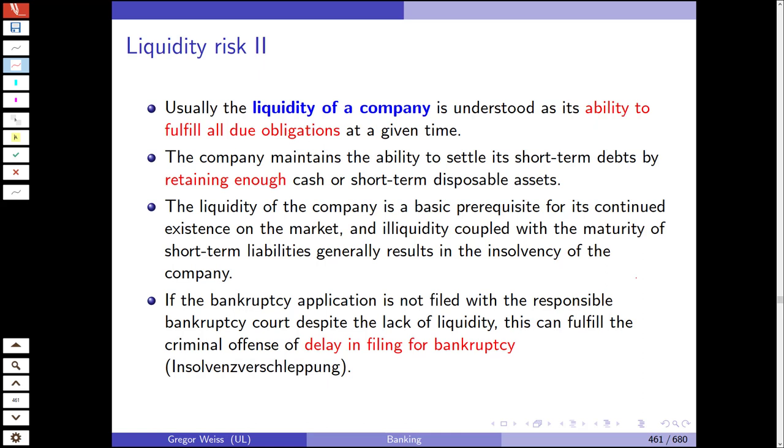If the bankruptcy application is not filed with the responsible bankruptcy court, this may qualify as a criminal offense. In German, we call this Insolvenzverschleppung, the delay in filing for bankruptcy. It's not a criminal offense to go bankrupt, but it is a criminal offense if you delay in filing for bankruptcy, and this is called Insolvenzverschleppung, und das ist ein Straftatbestand.